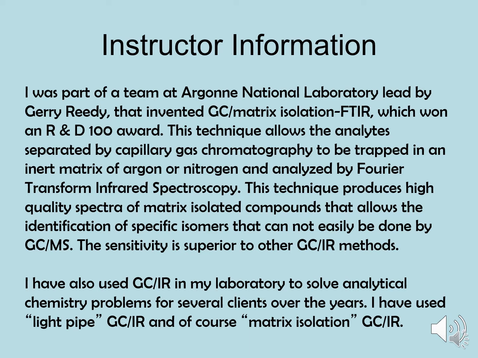This technique allows the analytes separated by capillary gas chromatography to be trapped in an inert matrix of argon or nitrogen and analyzed by Fourier transform infrared spectroscopy. It produces high quality spectra of matrix isolated compounds that allow identification of specific isomers that cannot easily be done by GC mass spec. The sensitivity is superior to other GC-IR methods, that's for the matrix isolation one. I have also used GC-IR in my laboratory to solve analytical chemistry problems for several clients over the years. I have used a light pipe GC-IR and, of course, the matrix isolation GC-IR technique.